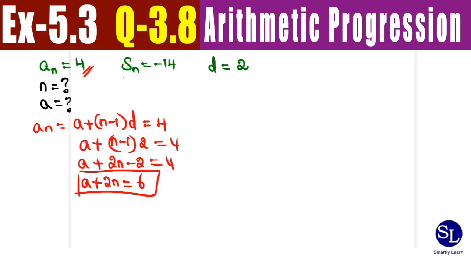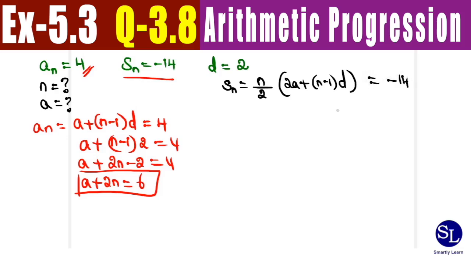Now they have given the value of S_n. Here too I'm going to substitute whatever values that I know. So what is the formula for S_n? S_n is n by 2 times (2a plus (n minus 1)d). So this value is given as minus 14. I'm going to take this to the other side. So it is n into (2a plus (n minus 1) into d's value is 2) which is equal to minus 28. I have carried the 2 the other side, so I've multiplied and left it there.